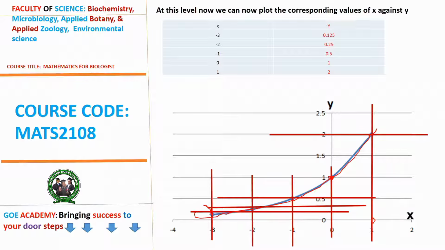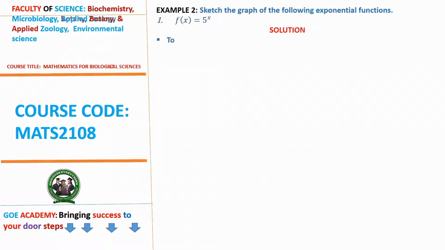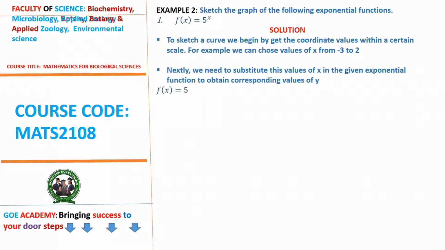Hope it was well understood. So let's proceed. Let's look at this other example. Plot the curve f(x) equals 5 raised to the power x. We follow the same approach. You get your coordinate values, you substitute them in order to get the corresponding values of y, or f of x.